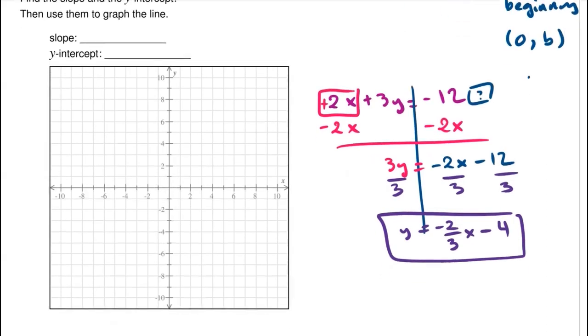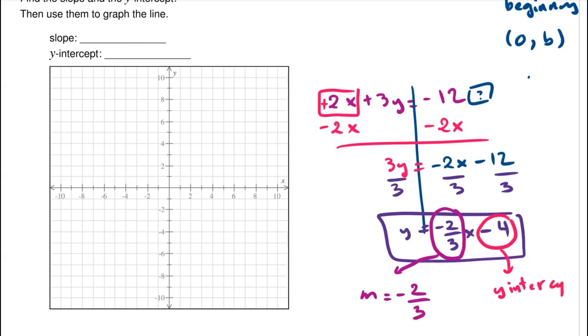Alright, so now we're going to pull out the slope and the y-intercept. The number in front of x is your slope, m equal to negative 2 over 3. And the number without x is your b, your y-intercept. B equal to negative 4. So the y-intercept is negative 4 and your slope is negative 2 over 3.